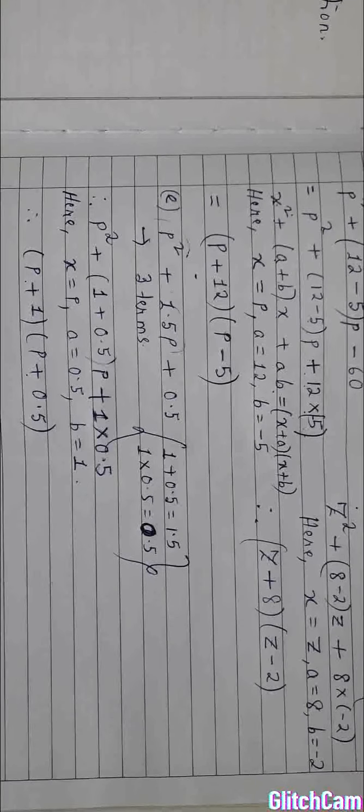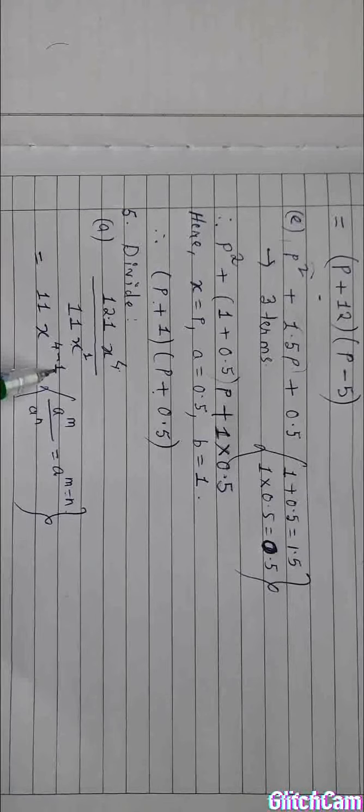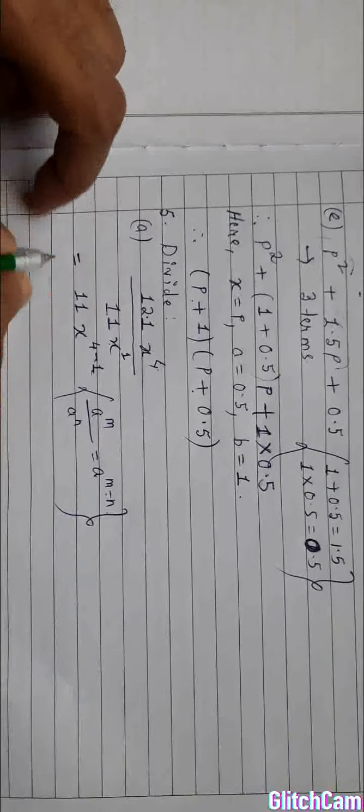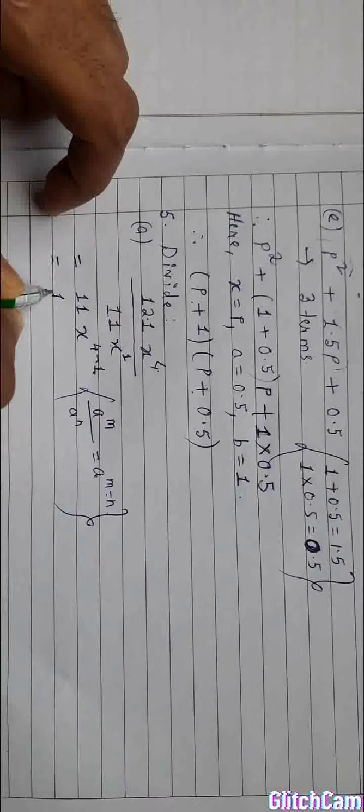So x to the power 4 divided by x to the power 1, so a to the power m divided by a to the power n, which equals a to the power m minus n. So x to the power 4 minus 1, which equals 11 into x cube. 4 minus 1 is 3. So this is the final answer. These three questions will be homework. All of you try by yourself.